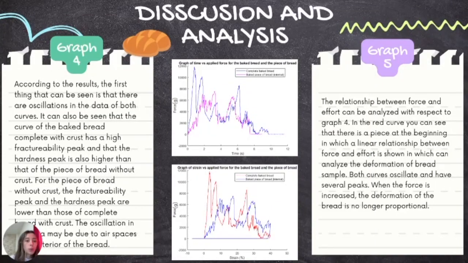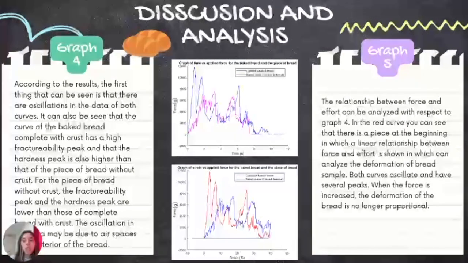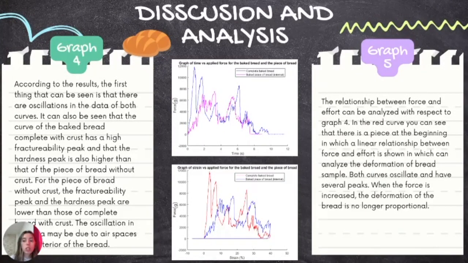Now, the analysis of the second graphic, in which the relationship between force and strain can be analyzed. In the red curve, you can see that there is a piece at the beginning in which a linear relationship between force and strain is shown, in which we can analyze the deformation of a bread sample. Both curves oscillate and have several peaks. And finally, when the force is increased, the deformation of the bread is no longer proportional.